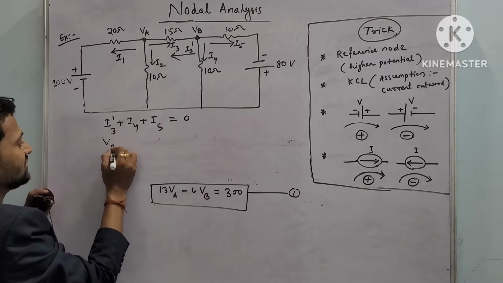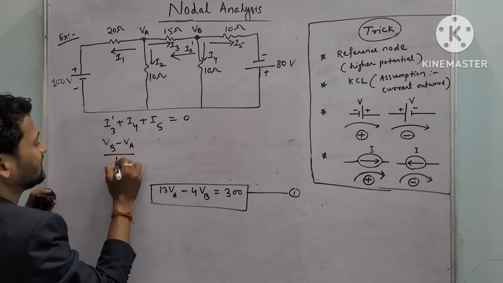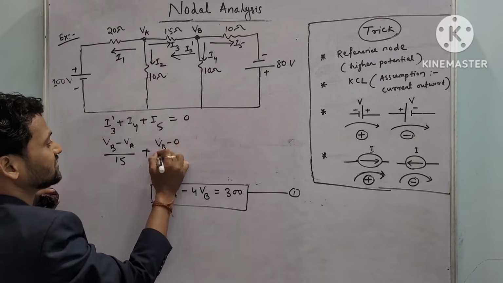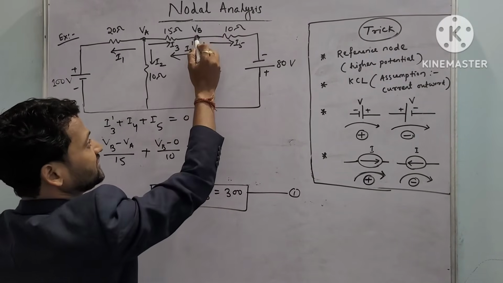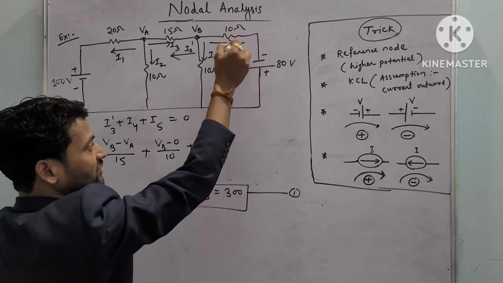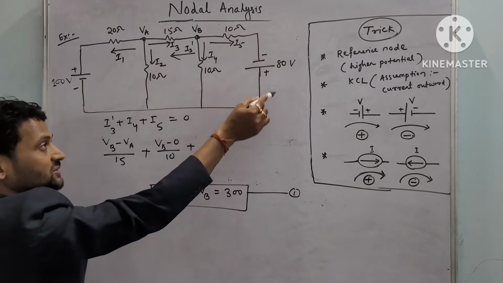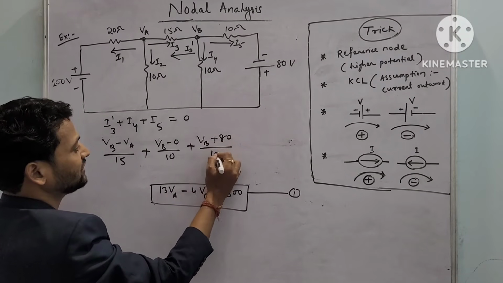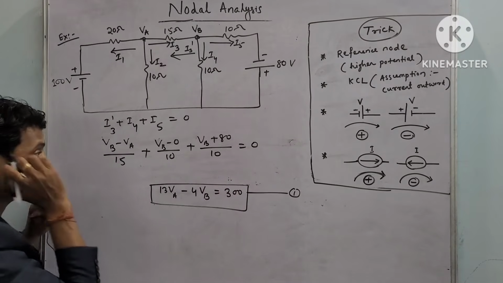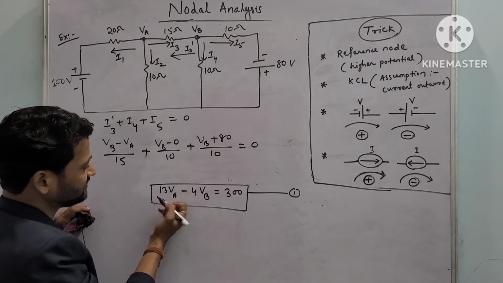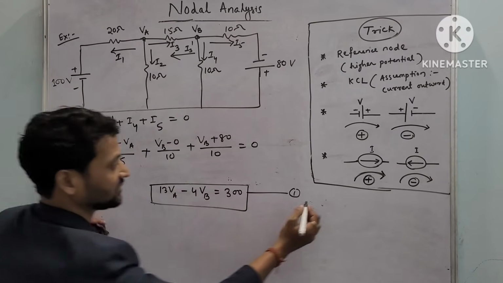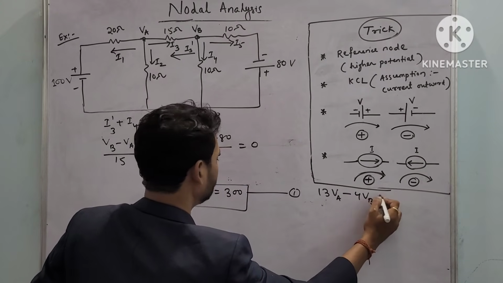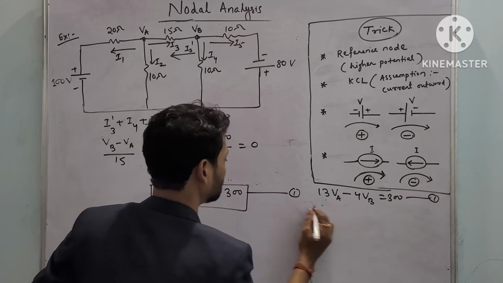VB minus VA upon 15 plus I4, which is VB minus 0 upon 10, plus I5, which is VB plus 80, because we are going from negative potential to positive potential, rising potential. So VB plus 80 upon 10 will be equal to 0. So if you take the LCM, remember this equation. Writing here, VA minus 4 VB will be equal to 300. This is our equation number 1.